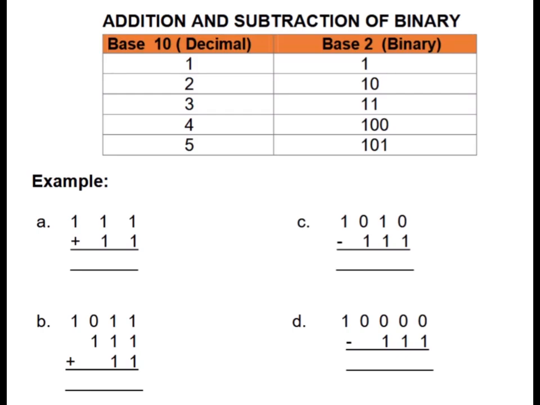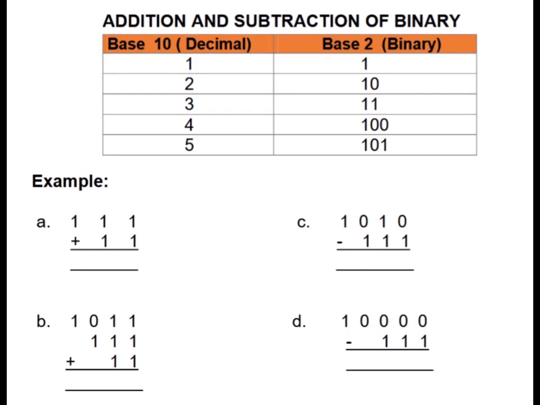1 in base 10 is 1 in base 2. We have 2 in base 10 is 1, 0 in base 2. 3 in base 10 is 1, 1 in base 2. 4 in base 10 is 1, 0, 0 in base 2. 5 in base 10 is 1, 0, 1. So we'll be using the table as a guide as we add and subtract.